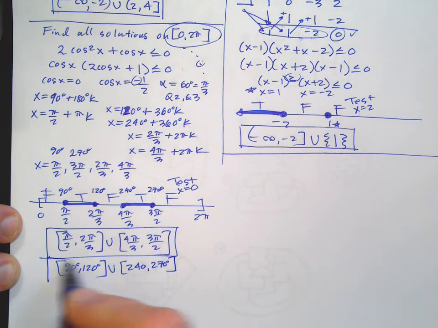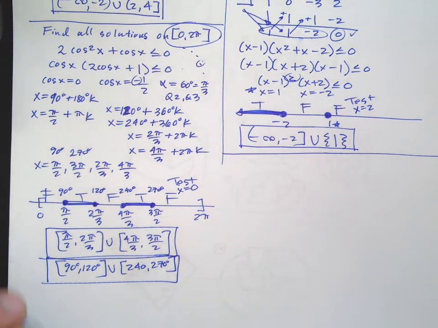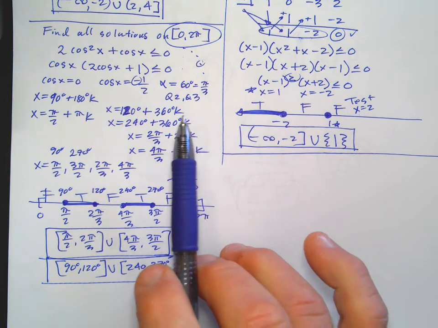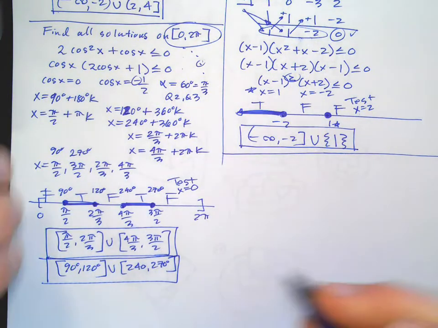Okay, now I don't know if you remember what causes bounce on trig. It's not repeated even multiple roots. It's when sine or cosine equals plus or minus 1, which wasn't the case here.